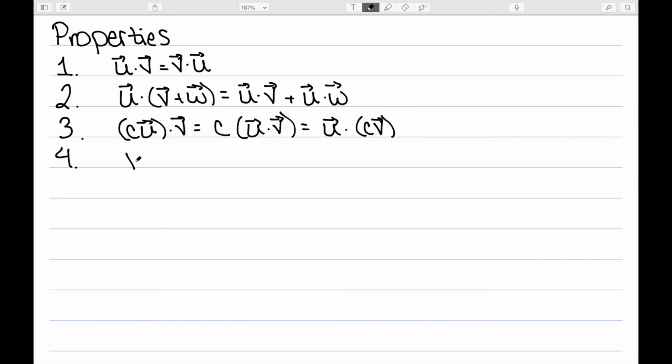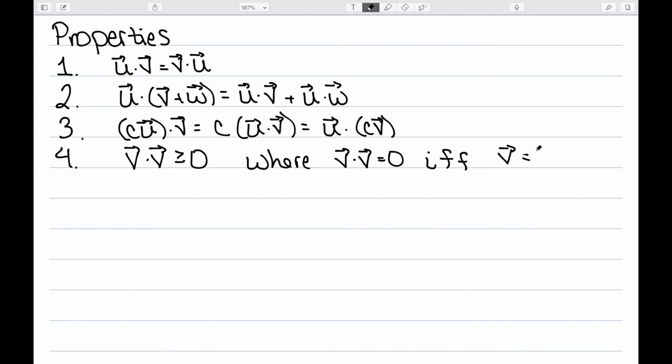And the fourth one, v dot v is always greater than or equal to 0, and v dot v is equal to 0 if and only if v is equal to 0. So I'm going to talk through the proof of this one very quickly.